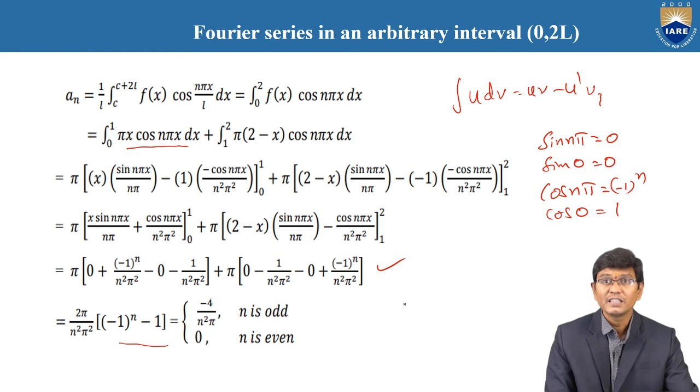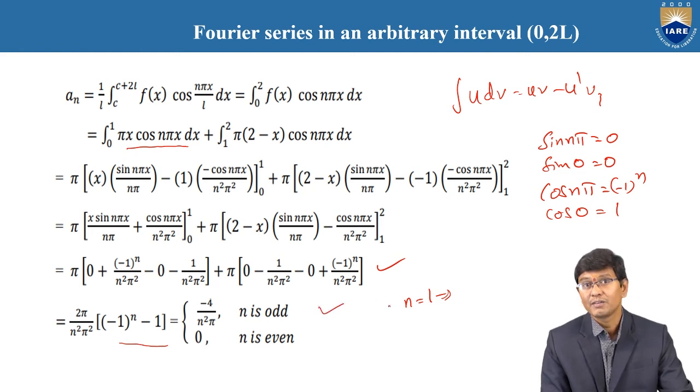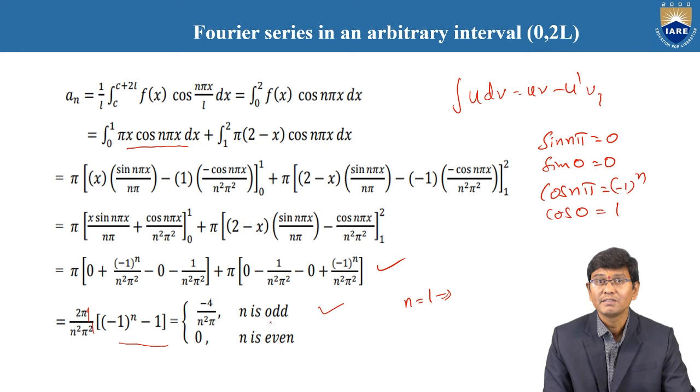For example, if n is odd, you treat it as n equal to 1. Therefore, when we replace n equal to 1, the value within the bracket is minus 2, already pre-multiplied with 2 pi by n square pi square. Therefore, for odd values of n, you obtain minus 2 into something like that. Therefore, that is minus 4 by n square into pi square, after cancellation of the numerator pi with the pi value. And for n odd, the final conclusion is minus 4 by n square into pi.